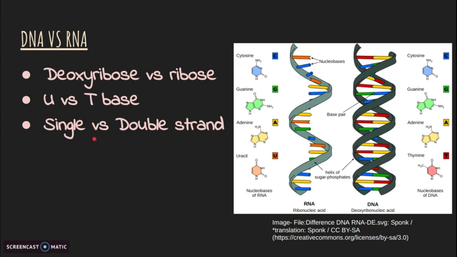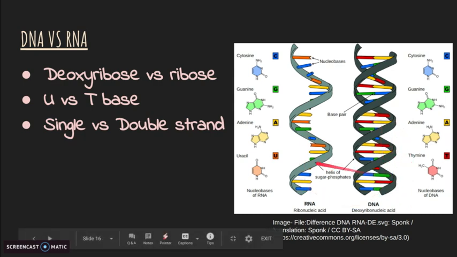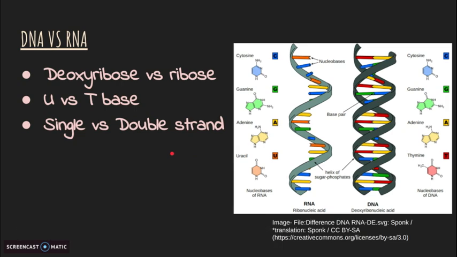And then DNA is considered double-stranded, as many of you might have seen, while RNA is typically considered single-stranded, in humans at least. There are some bacteria and some viruses that have double-stranded RNA, but in humans it's always single-stranded, and DNA is always double-stranded in humans as well.